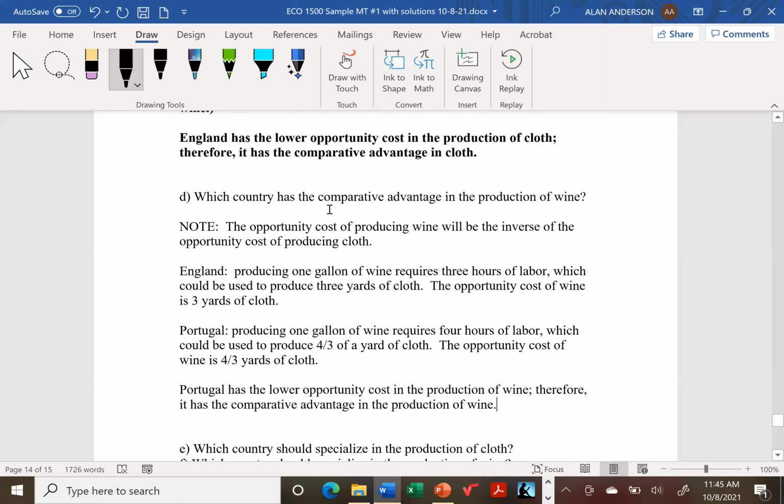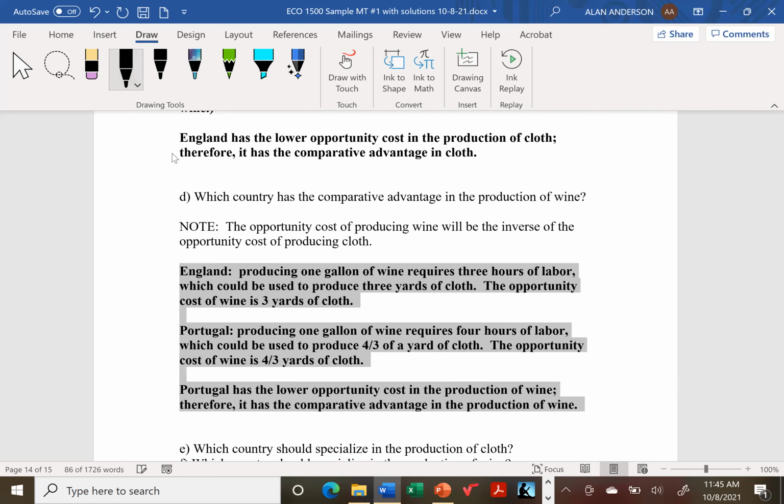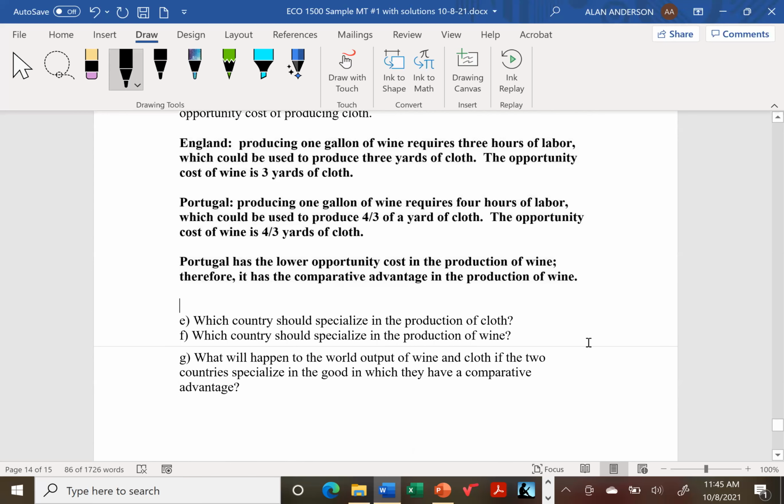So in other words, you can see it seems like a paradox. England actually is capable of producing both goods with fewer hours of labor, and yet the opportunity costs are different in the two countries, which means that at the bottom line here in the last two questions, which country should specialize in the production of cloth? That would be England. And for the wine, that would be, of course, Portugal.